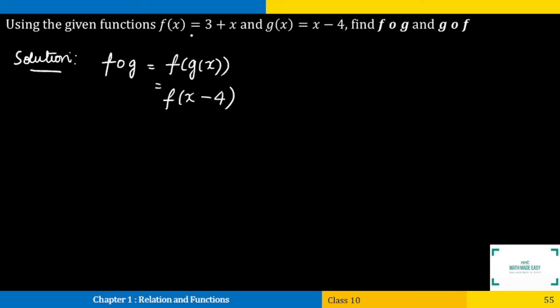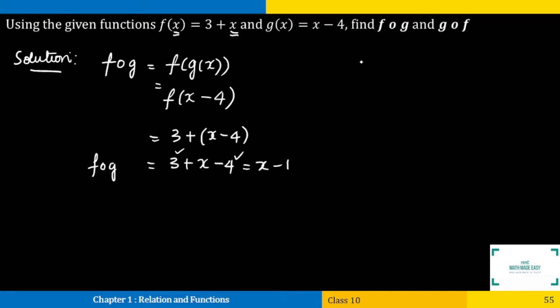So f of x is 3 plus x. If it's x here, you'll put x here. If it's x minus 4, instead of this x you will put x minus 4, right? So this becomes 3 plus, instead of x you have x minus 4, and solving it you have 3 plus x minus 4, and 3 and negative 4 gives you negative 1. So the function f compo g is x minus 1. So yeah, that's the problem.